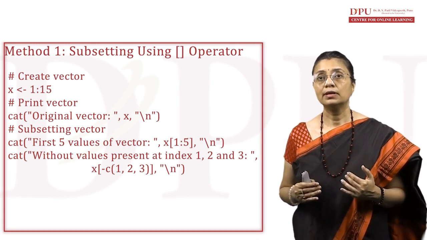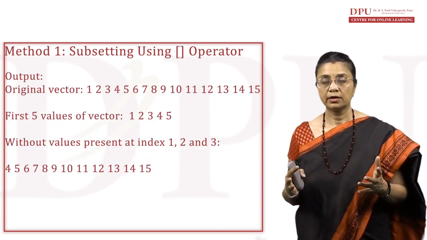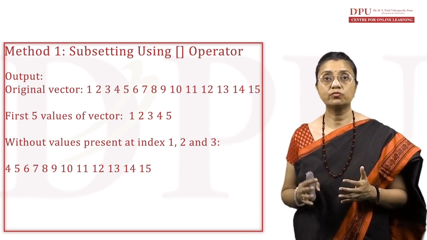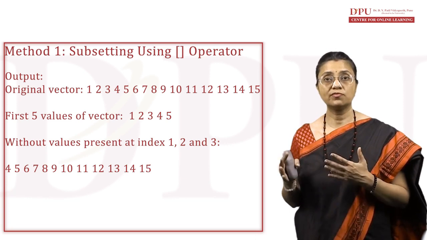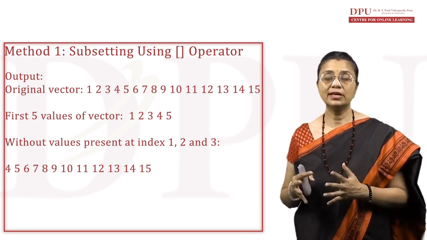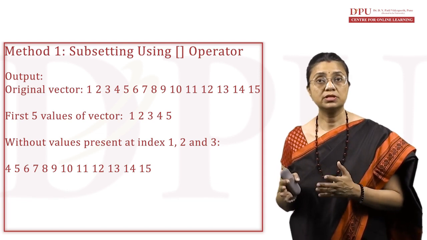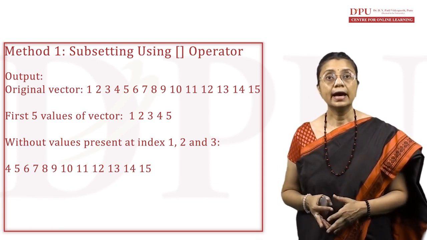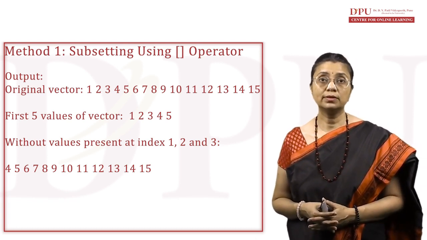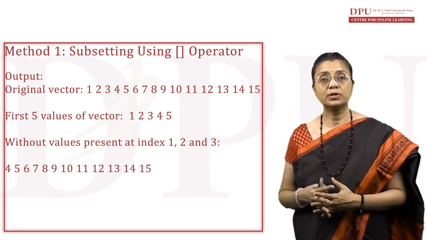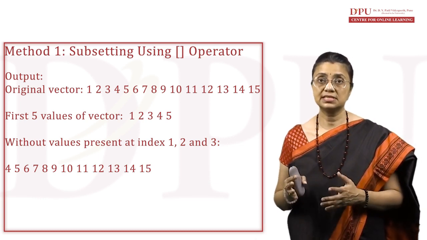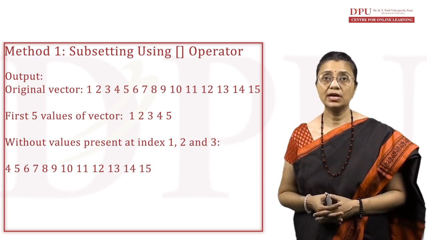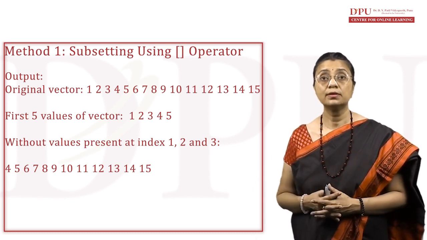Now let's have a look at the output. You can see over here in this example, the original vector is from 1 to 15, 1, 2, 3, 4, 5 till 15. The first 5 values of the vector are 1, 2, 3, 4, 5, which are printed with the help of the colon operator. And without the values present at 1, 2 and 3, we can see the values printed over here are 4, 5, 6, 7, 8, 9 till 15.